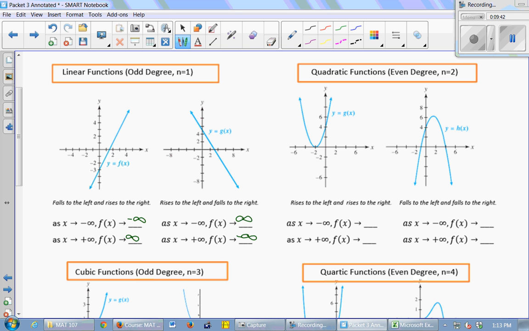All right, what about quadratic functions, the next special kind of polynomial? For this graph on the left, whether you go to the right or the left, what happens to the y values? They all go up. So they're all going to go to positive infinity. If x approaches negative infinity, the y values go to infinity. As x approaches positive infinity, the y values also go to infinity. And then for this graph, when you go to the right and go to the left, the graph falls in both directions. So these are both negative infinity.